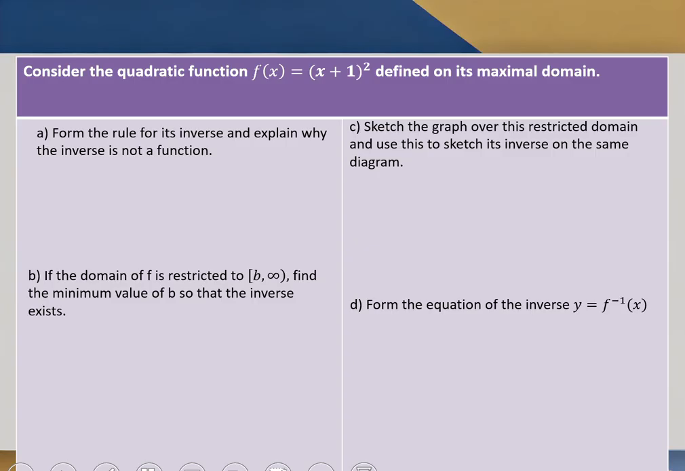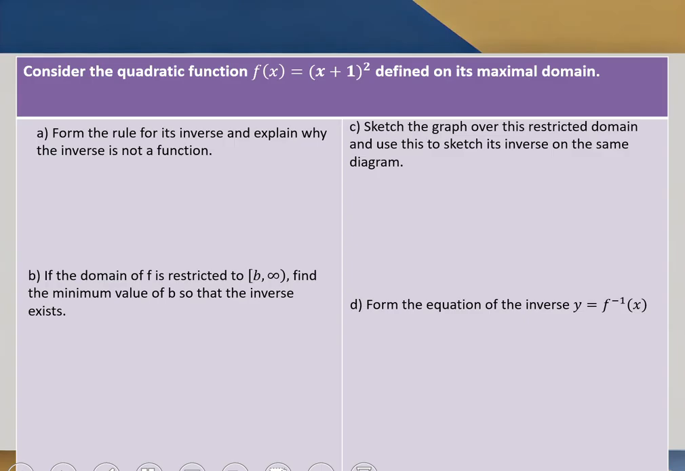Let's look at the next question. So consider the quadratic function f of x is equal to x plus 1 squared, defined on its maximal domain. Form the rule for its inverse and explain why the inverse is not a function.